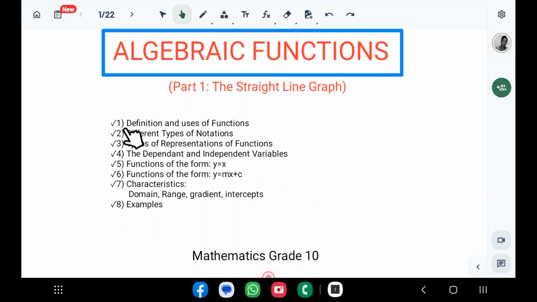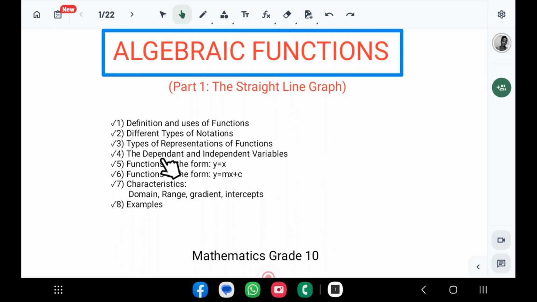In detail, we're going to look at number 1, definitions and uses of functions. What are functions and how do we spot them? Number 2, we're going to look at different types of notations and how to use them right. Number 3, we're going to look at types of representations of functions, to help you notice that you're still dealing with the same function just in a different representation.